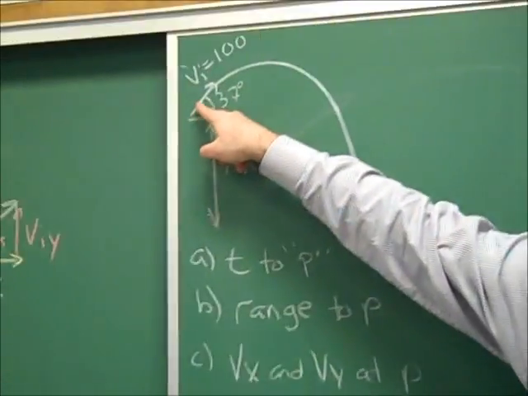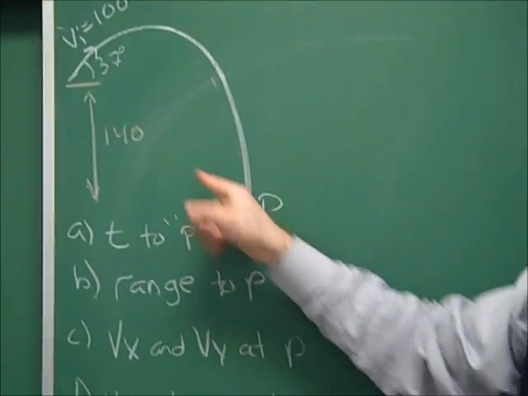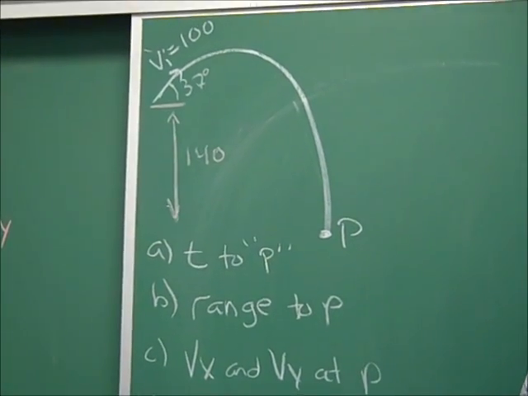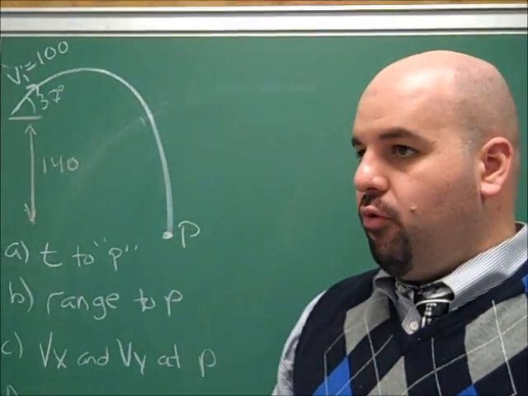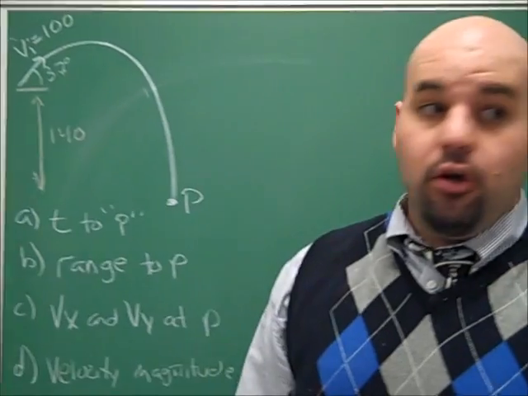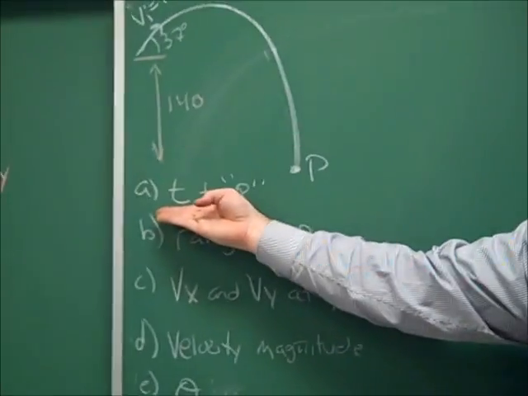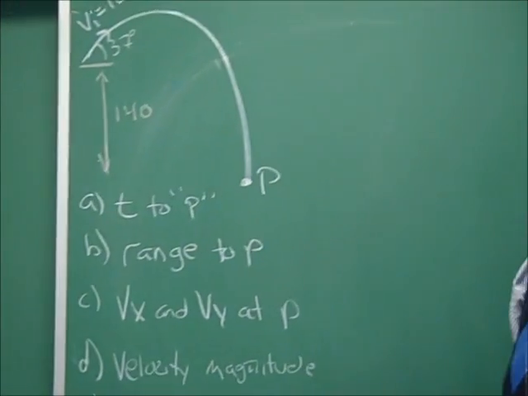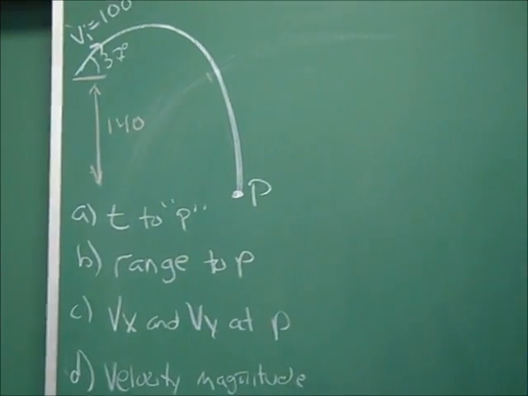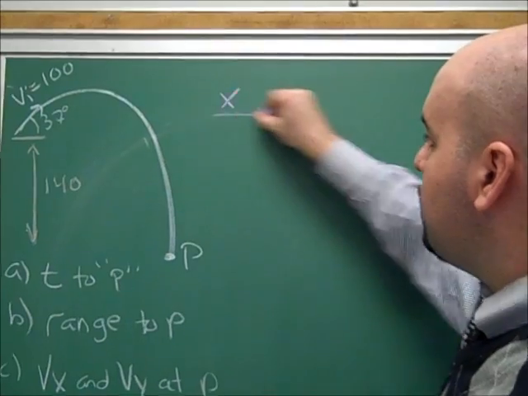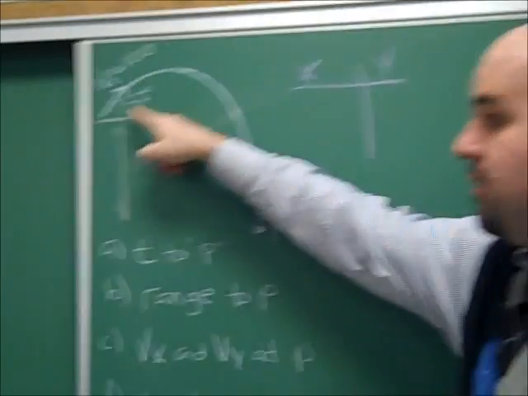Your initial velocity at some angle, and it drops down to 140 meters below where it starts. Range equation does not work. Symmetry does not work. What does work are x and y tables. First of all, we're going to find the time to point P. Point P is after 140 meters. I'm going to be making my x and y tables for everything up to point P.